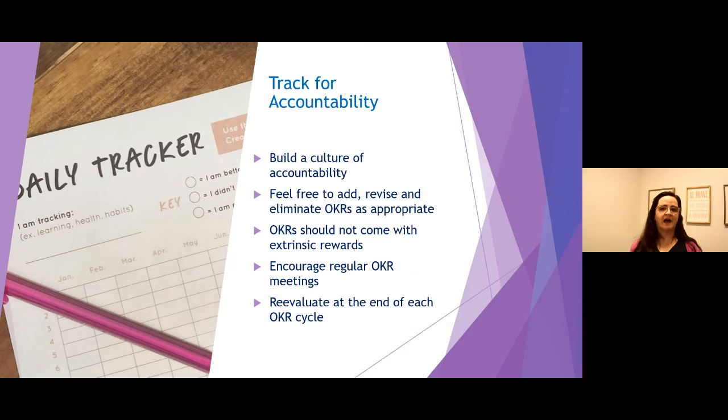Really making sure that you track for accountability. You want to build a culture of accountability. That's where it comes in handy, putting your OKRs out where your students and your colleagues can see what you're working on.